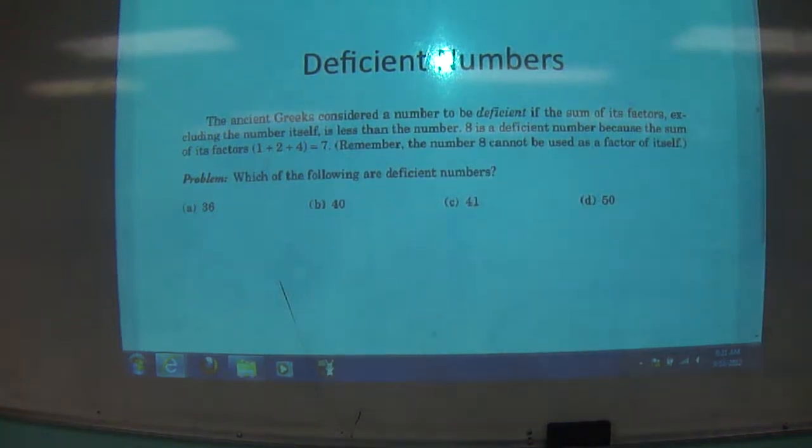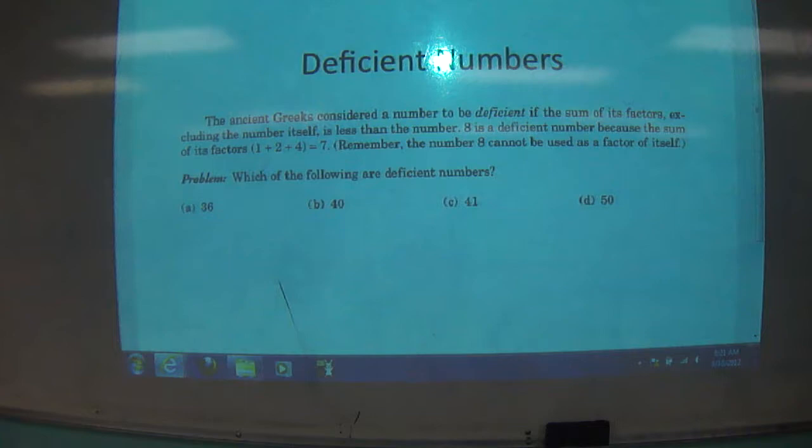Okay, our board work today, we're talking about deficient numbers. The ancient Greeks did this. The ancient Greeks thought about things. They were really interesting because they weren't called mathematicians, they were called philosophers. What do philosophers do? They philosophize, they think. So mathematicians were actually thinkers.